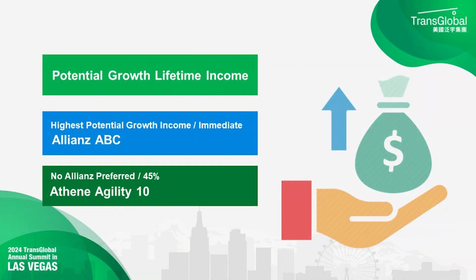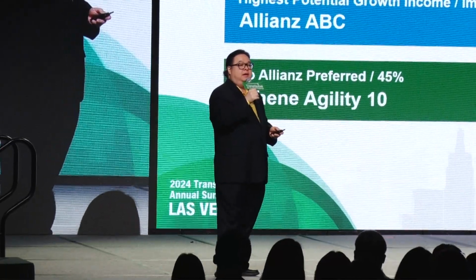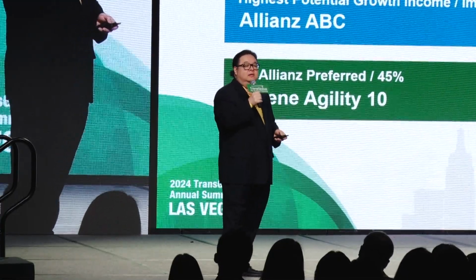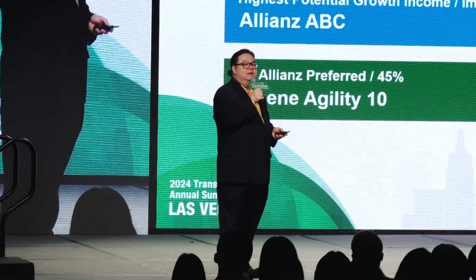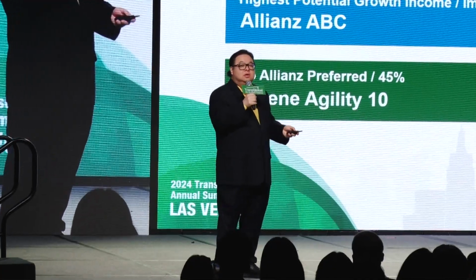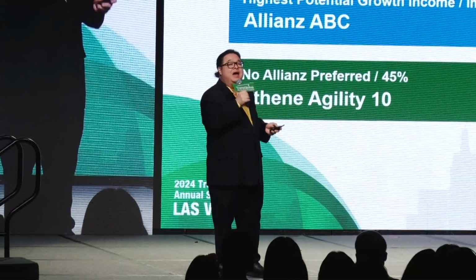Okay, so that concludes potential growth income. The number 1 is still Allianz ABC. The number 2 is, I think, Agility 10. It was that easy. So now you guys know when you see Agility 10 and the illustration is higher than ABC, you know what to say. Because a lot of our competitors cannot sell Allianz, so they will use, I think, Agility to try to hit you. Right now, you know how to fight back.